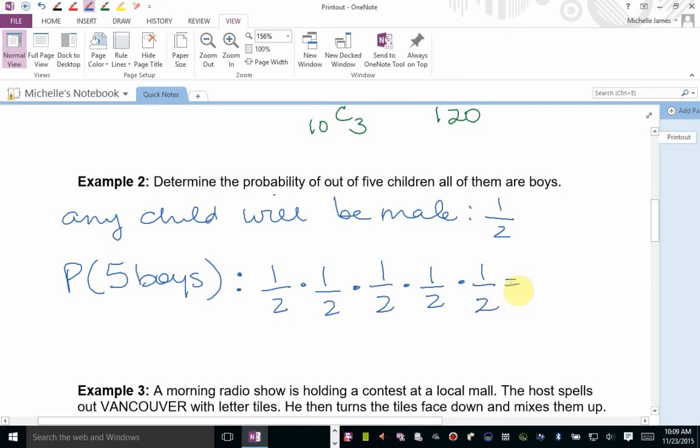Therefore, the probability that out of 5 children, all will be boys is 1 out of 32, which does convert to a decimal, but we have to round it off. So why not leave it as 1 out of 32? You don't have to round it off, do you? Yes, you can round it off.